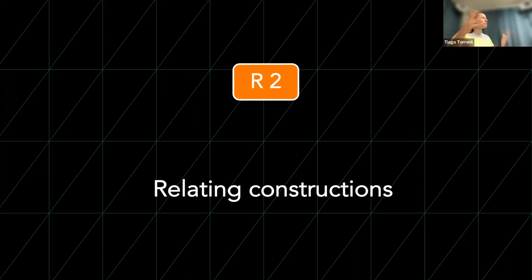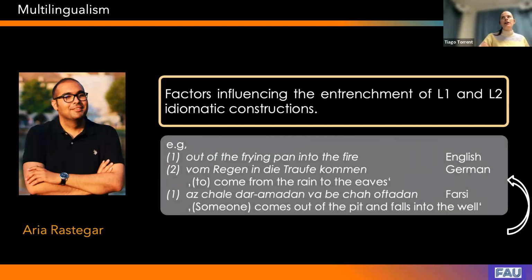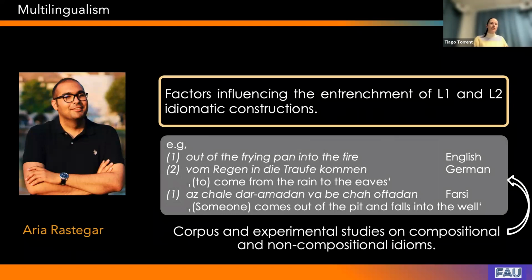Let me just give you a very brief overview. I can't list all the 13 projects that we have, but I will just mention a few. We have, for example, the project of Arya Rastegar, which wants to look at idiomatic constructions and which factors will influence how you are able to acquire an idiomatic construction from the L1 to the L2. So this would be based on corpus and experimental studies, and basically will take care of constructions like the one that you can see here.